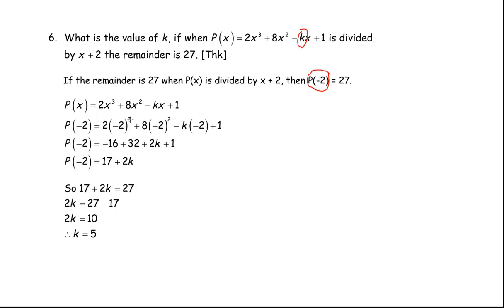So negative 2 cubed would be negative 8 times 2 would be negative 16. Negative 2 squared is 4 times 8 is 32, and of course this multiplies to 2k plus the 1 on the end. Now if you add all this together, those two add to 16 plus 1 would be 17. So p of negative 2 is 17 plus 2k. Now we're told that the remainder is supposed to be 27, so we set that equal to 27 and solve for k, and we get 5. So that means that k has to be 5. So if k is 5, when this is divided by x plus 2, the remainder would be 27.